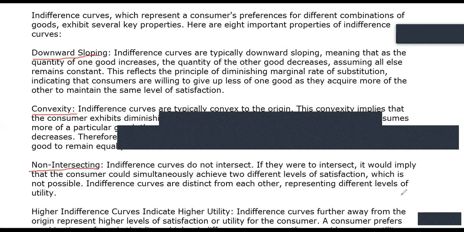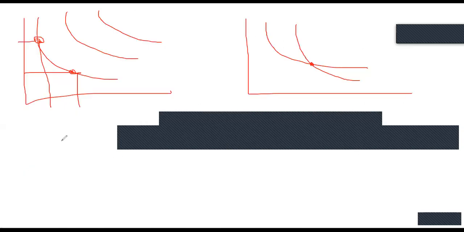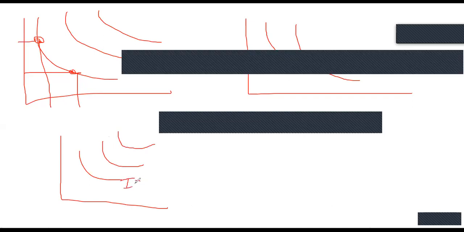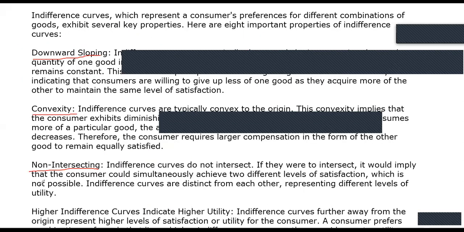The indifference curve that is on the higher side indicates higher satisfaction. So in indifference curve 1, indifference curve 2, indifference curve 3, curve 3 is the highest of them all, followed by 2, and lastly by 1. So this property, which talks about higher indifference curves, simply indicates that as you move further away from the origin, you are having more, higher satisfaction.